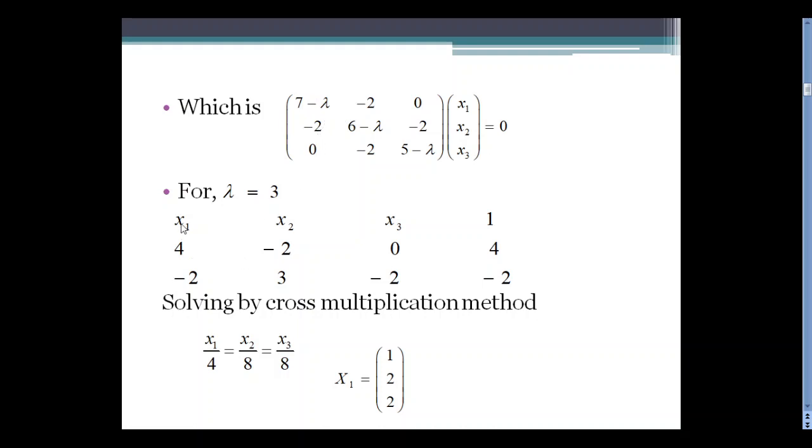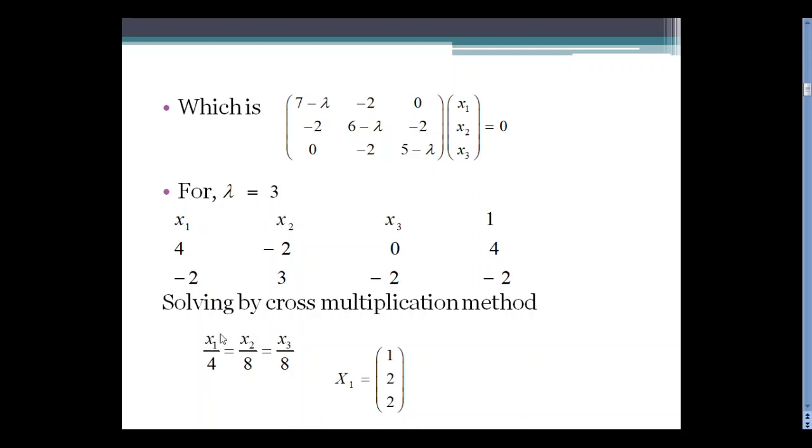So first write x1, x2, x3, then x1 again, which I have marked as 1. Now below x1 write the first coefficient, here we got 4, then minus 2. Second element minus 2, 3. Then third element 0, minus 2. Then again come to the x1 values 4 and minus 2 and write them. Now by the cross multiplication method, we want to find x1, x2, x3.